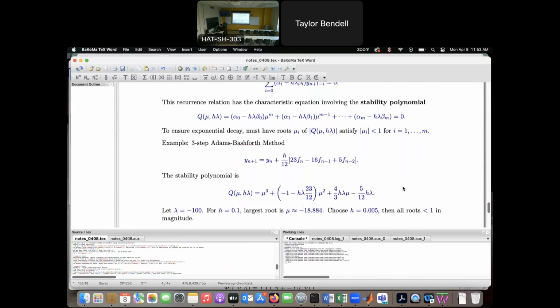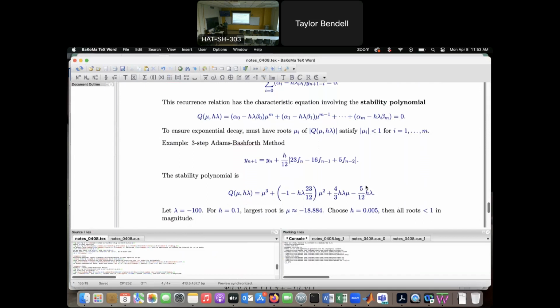You try a whole bunch of lambda values in the complex plane. For each lambda value, you form its polynomial, you compute the roots, and you determine the absolute value of the largest root. And if that is less than 1, then it's stable, otherwise not.